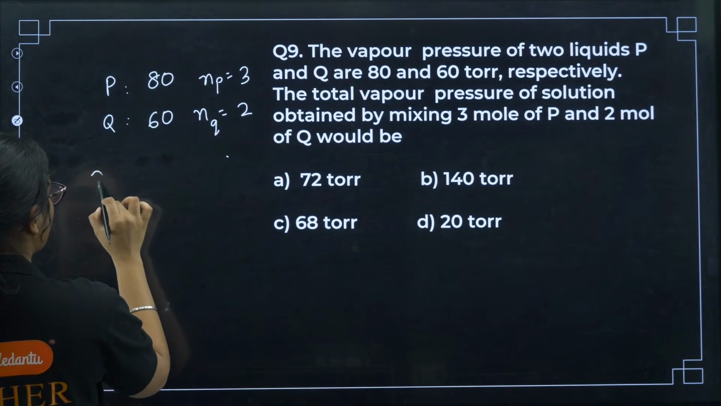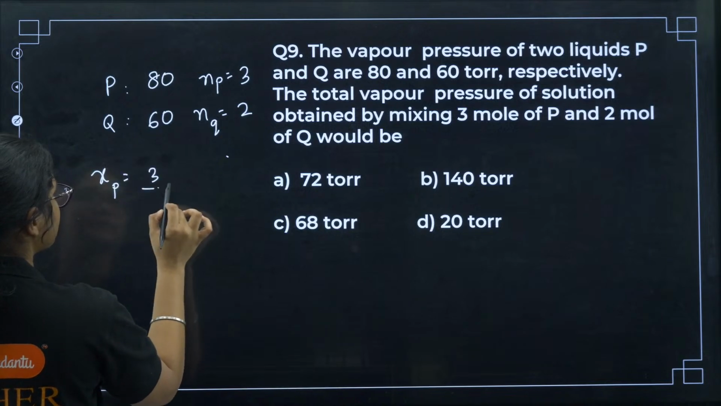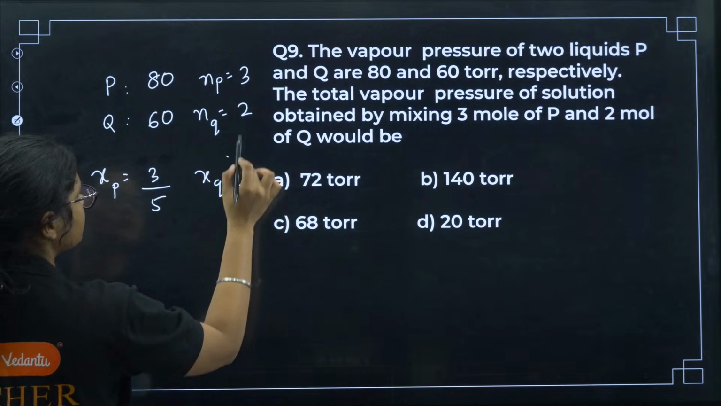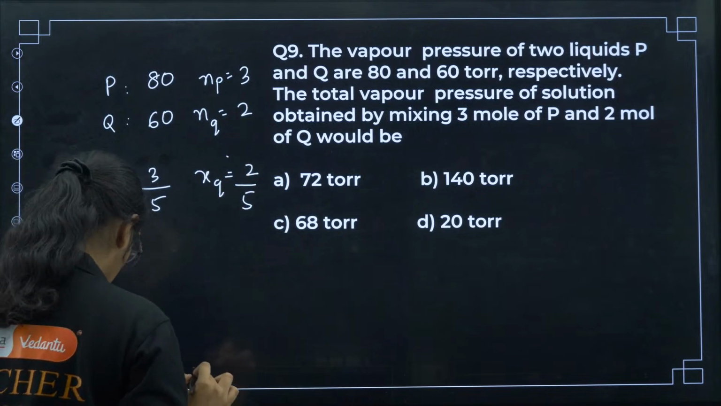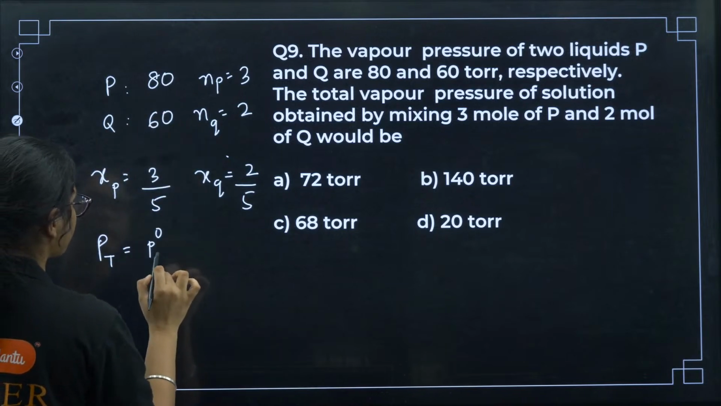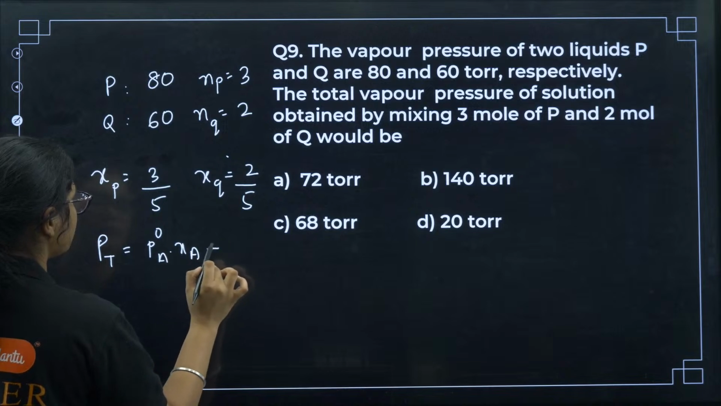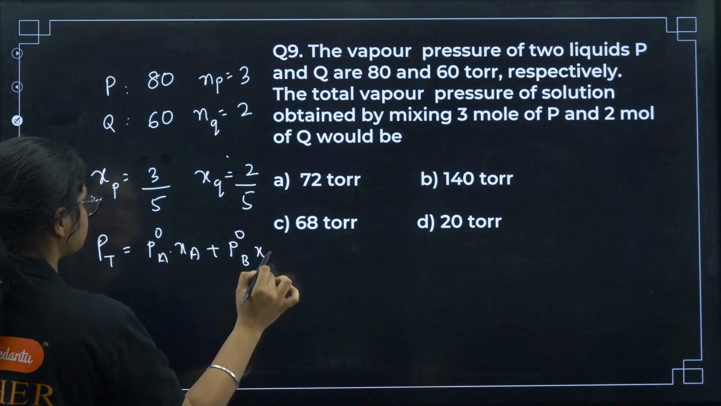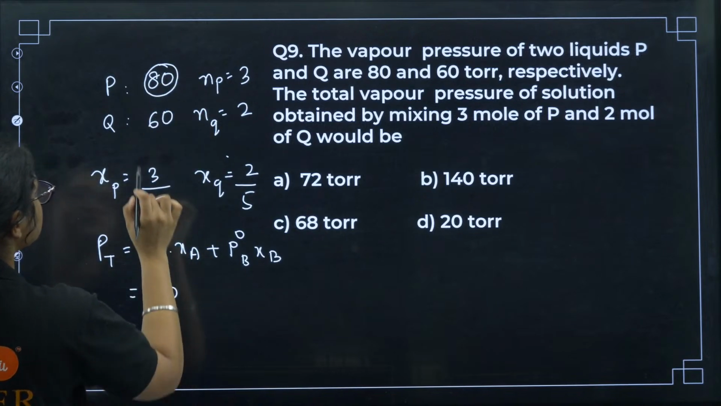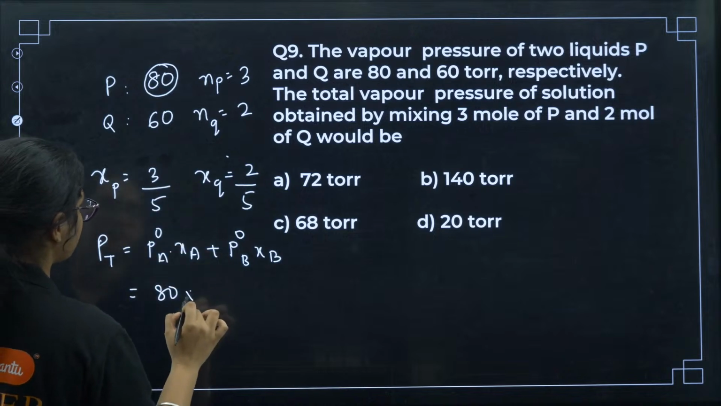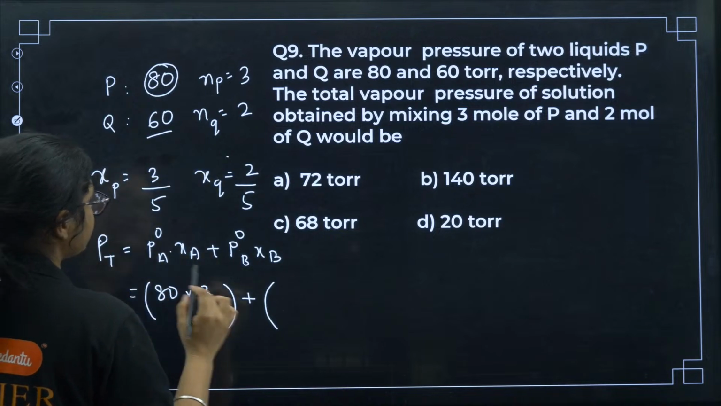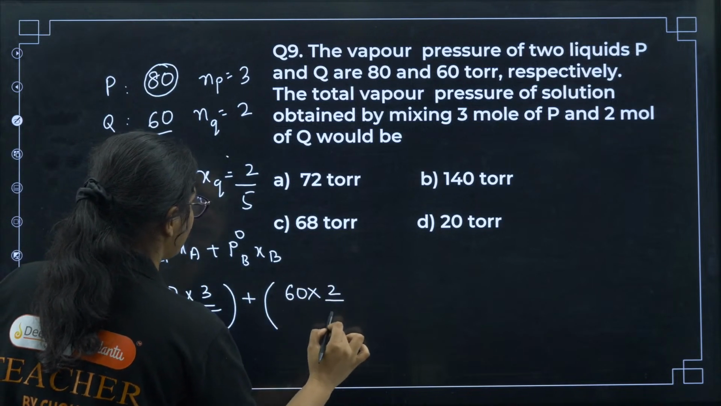Now if I want to calculate the mole fraction of P, then it is 3 by 5. And if I calculate the mole fraction of Q, that is the number of moles of Q by the total number of moles. Now what is P total? P total is P naught A XA plus P naught B XB. So what is P naught A value? Suppose it is 80. So 80 into mole fraction of P, 3 by 5, right? Plus I have 60 into 2 by 5.